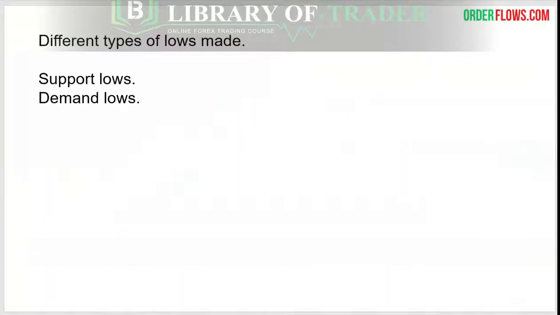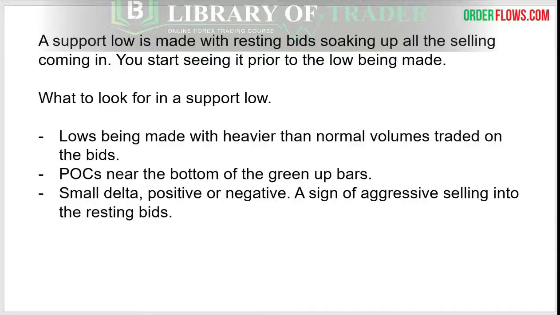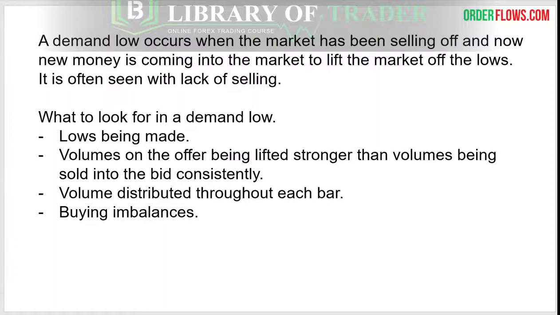Now there's different types of lows. I talked about highs and threw in a slide about the lows just now, but there's different types of lows as well, right? Support lows and demand lows, which run opposite to the types of highs I just explained. A support low is made with resting bids soaking up all the selling coming in. You start seeing it prior to the low being made. What to look for in a support low is lows being made with heavier than normal volumes traded on the bids, points of control near the bottom of the green up bars, and small delta, positive or negative, which is a sign of aggressive selling into the resting bids.